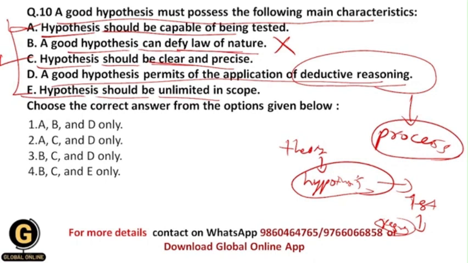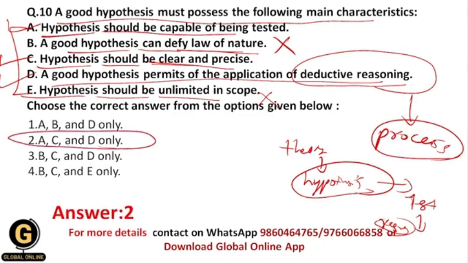Because without deductive reasoning we can't test the hypothesis, and that's why again this is a main characteristic of a good hypothesis. And the last one is incorrect, because a hypothesis should be limited in scope. It should not be unlimited in scope. That's why your correct answer should be 2, that is A, C and D only, because A, C, D are the options which are the main characteristics of a good hypothesis.